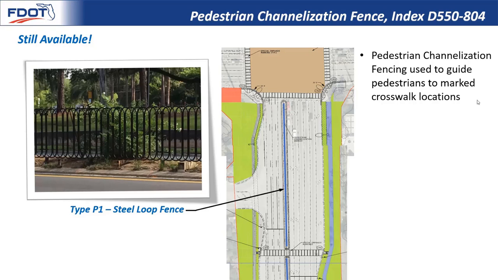And so the basics are pedestrian channelization fencing is used to guide pedestrians to marked crosswalk locations. This helps to make pedestrian crossings more visible and predictable to drivers. So you can see pictured here we have somewhat of an ideal case where a channelizing fence ends within a few feet of a marked crosswalk on both ends. This could either be an intersection crosswalk or a mid-block crosswalk.